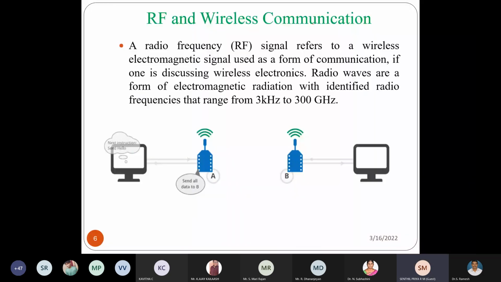And what is the relation between RF and wireless communications? We know about radio waves. How do we get this wave? It comes from the interaction between the electric field and the magnetic field. Here I have given an image. Say I am telling hello. The hello is taken from the transmitter, and here we have an antenna. The signal goes out and the word is received on the next side. RF is always referred to as a wireless electromagnetic signal which is used for communication.